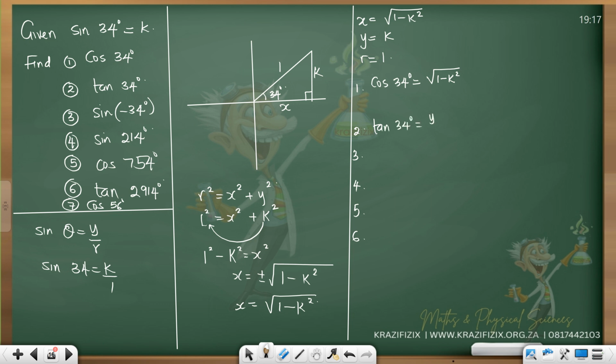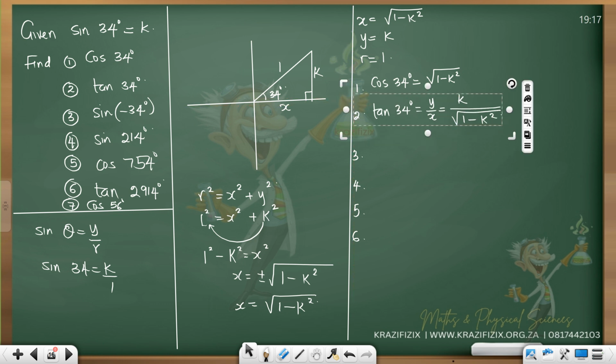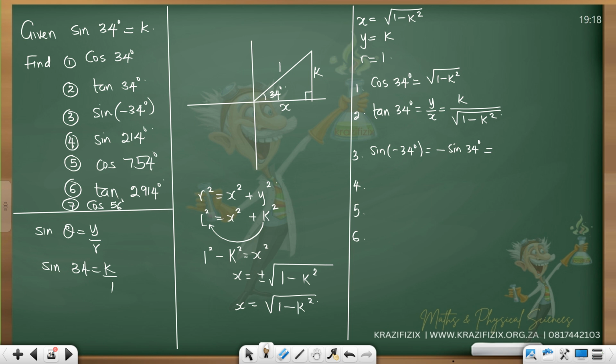What is tan 34? Y over x. Do I know my y? K over root of 1 minus k squared. We are done with number 2. Let's go to number 3. Sine negative 34. If you put that in a calculator, it gives you negative sine 34. And what is sine 34? Sine 34 in itself is k. Please, people are going to tell you take out the negative. That's a wrong language. We don't take out any negative. Negative 34 is in the 4th quadrant.